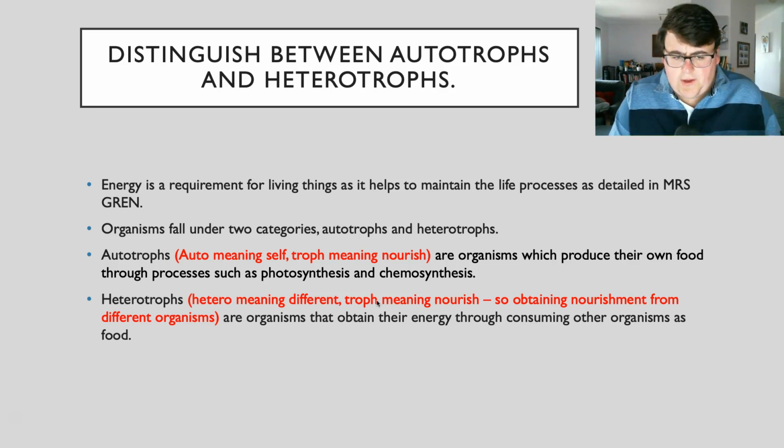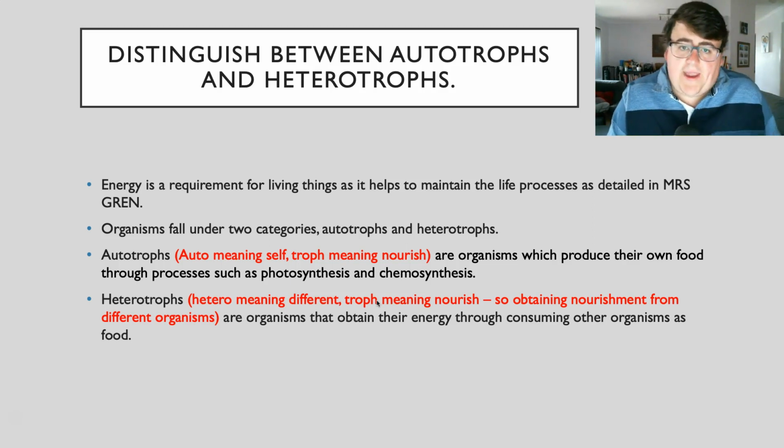So, energy is required for all living things to make sure that they can do the requirements of Mrs. Gren. 2 types of organisms. We have autotrophs and heterotrophs. Now, autotroph, you can sort of determine what it's doing by its name. Auto meaning self, and troph meaning nourish. So basically, this is an organism that's self-nourishing. It's creating all of its own food through processes like photosynthesis or chemosynthesis. It's creating its own energy-rich molecules.